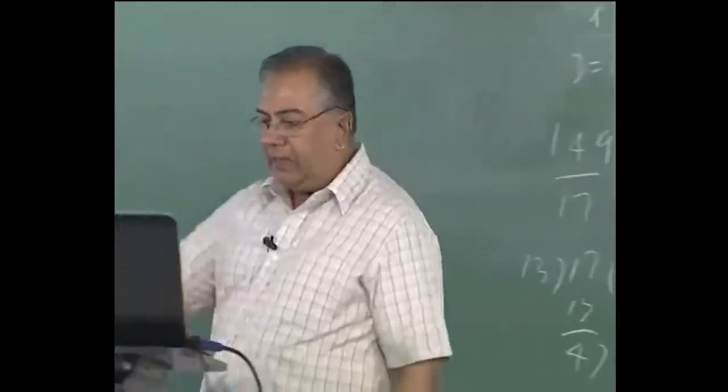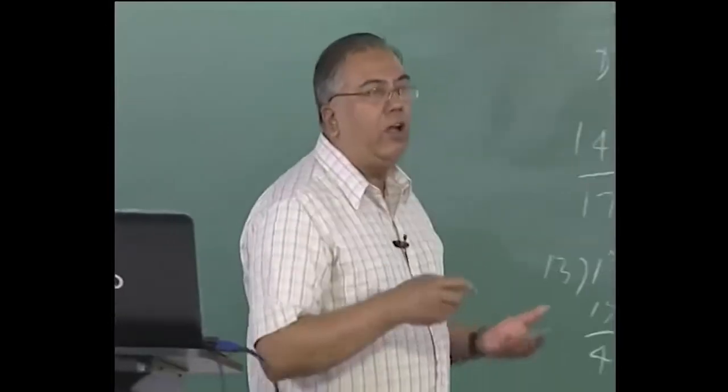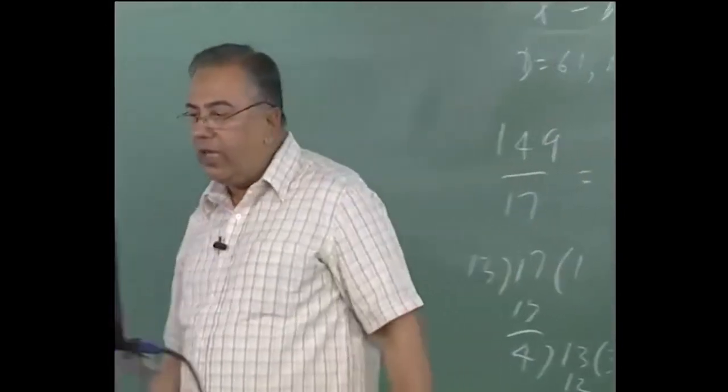You have to take this convergent at this point: 3 plus 1 by 1 plus 1 by 1 plus 1 by 1 plus 1 by 1. Stop it here. Then you will have a4 by b4, which you can see to be 18 by 5. In fact, we saw this solution yesterday while discussing the equation x squared minus 13 y squared is equal to minus 1. The solution by Bhaskara was also this 18 by 5. Now, doing bhavana of this with itself, you will obtain the solution for k is equal to 1. So, this is Euler's method, or we can call it the Euler-Lagrange method. Lagrange wrote down all the proofs.